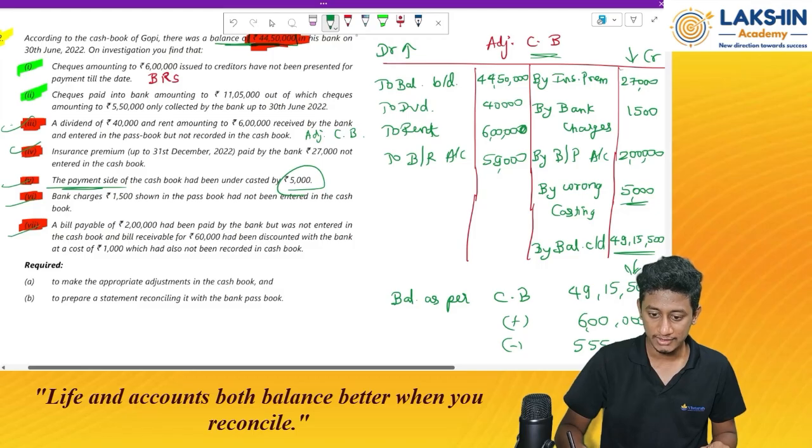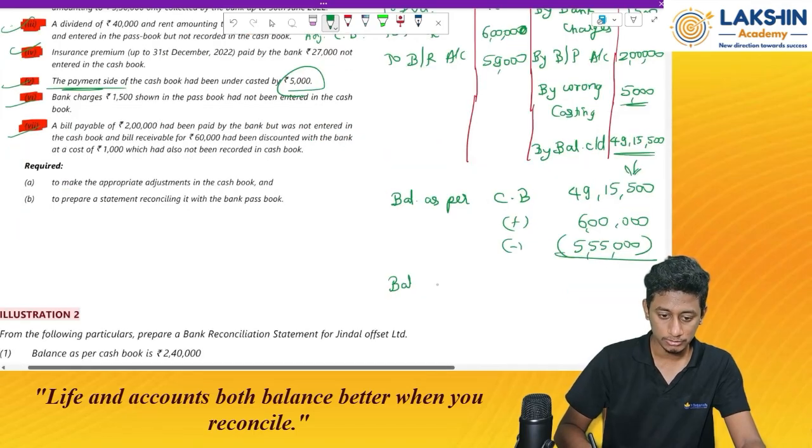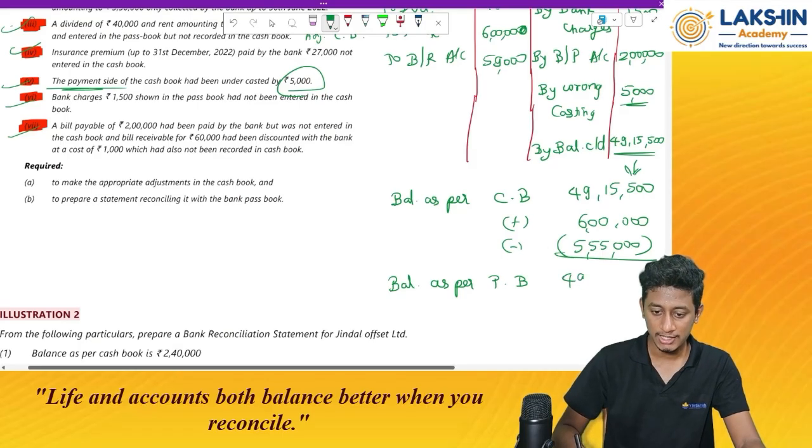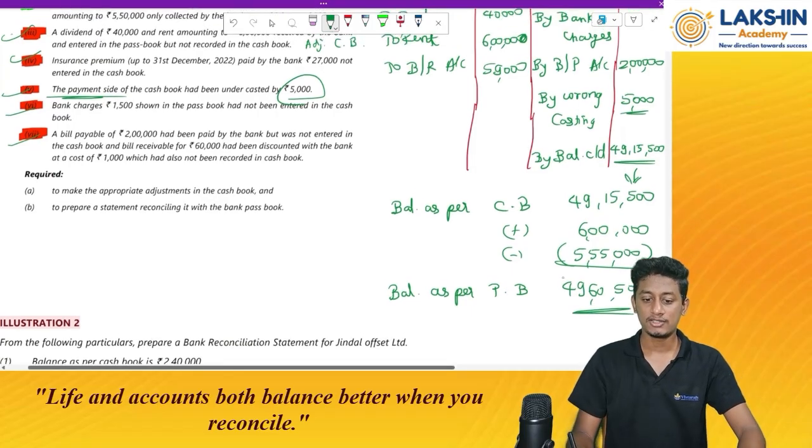So less 5 lakh 55,000. So balance as per passbook is 49 lakh 60,500. This is the closing balance of my passbook.